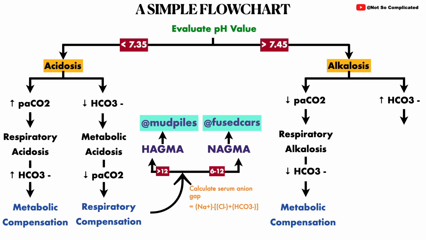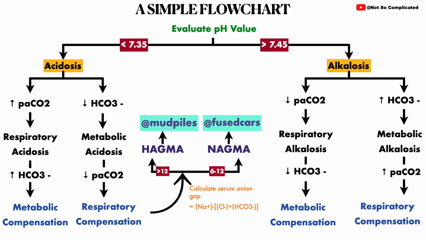Now HCO3 minus is increasing in the other case, and since it is a metabolic component, it is a case of metabolic alkalosis. And how do we counterbalance this? We obviously have to increase the acidic component. Since there is an increment in the basic component, that is HCO3 minus, we have to increase the acidic component, that is CO2, to counterbalance, to equalize the same. Since CO2 is a respiratory component, it has respiratory compensation.